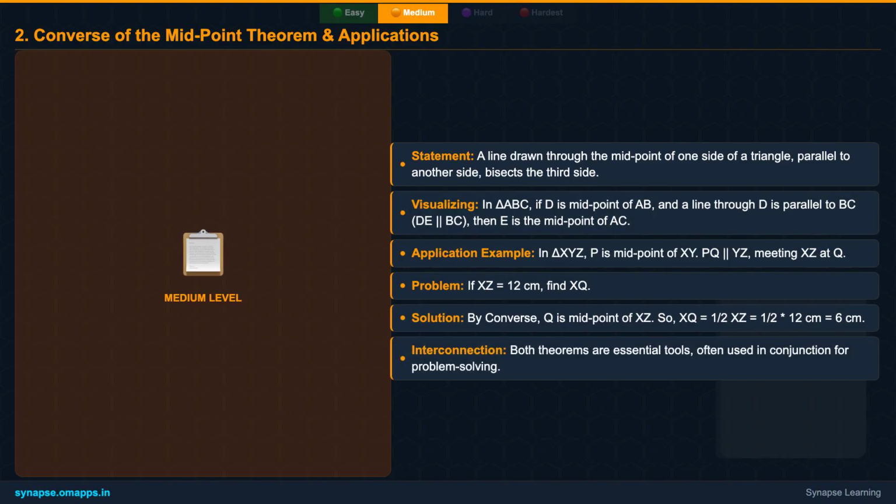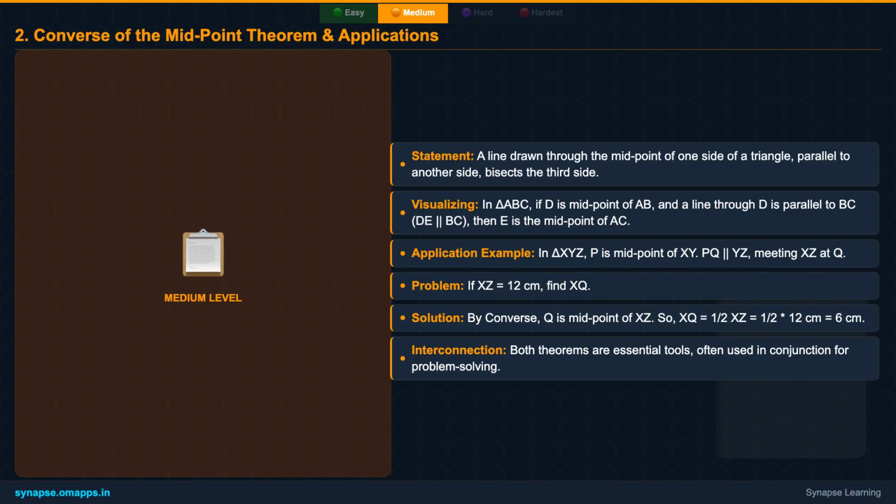The converse of the midpoint theorem states that if you draw a line through the midpoint of one side of a triangle, and that line is parallel to another side, then it will bisect, or cut in half, the third side. This means it will meet the third side at its midpoint. For instance, if you have triangle XYZ, and P is the midpoint of XY, and you draw a line PQ parallel to YZ, then Q will automatically be the midpoint of XZ.